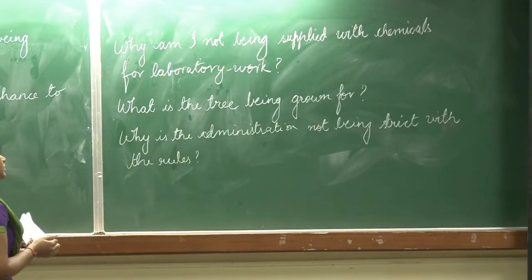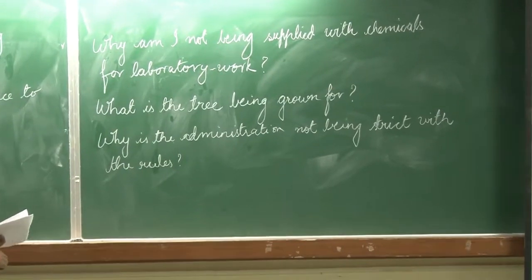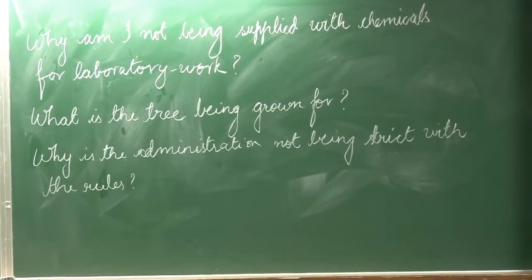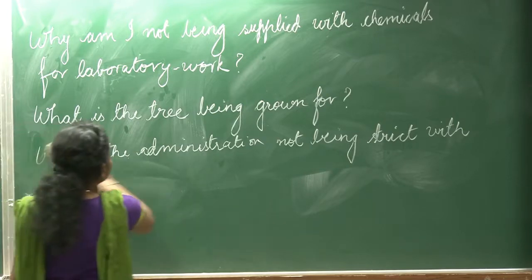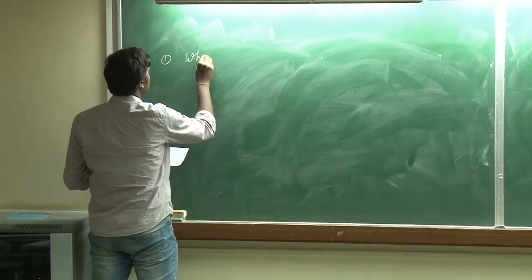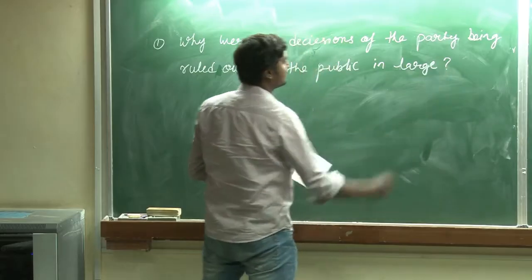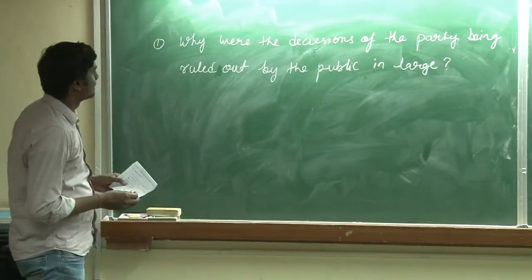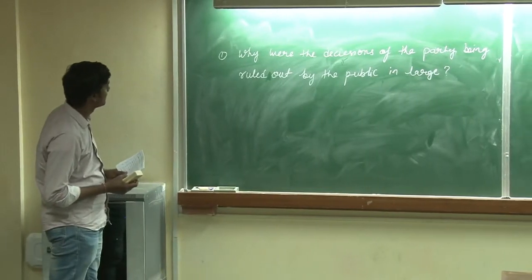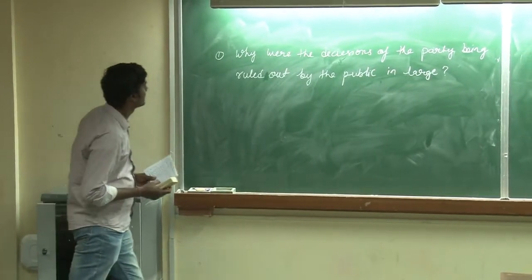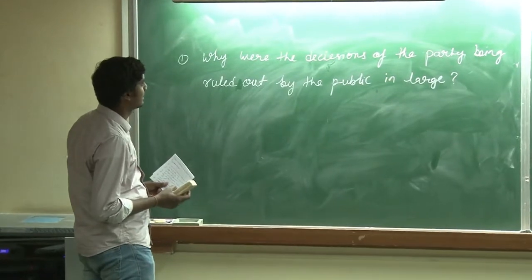Why is the administration not being strict with the rules? Perfectly all right. Anybody has got the full set of 6 for the fourth set? Corrections. First correction is the decision. Decisions. Remove that E. Spelling. Decisions.